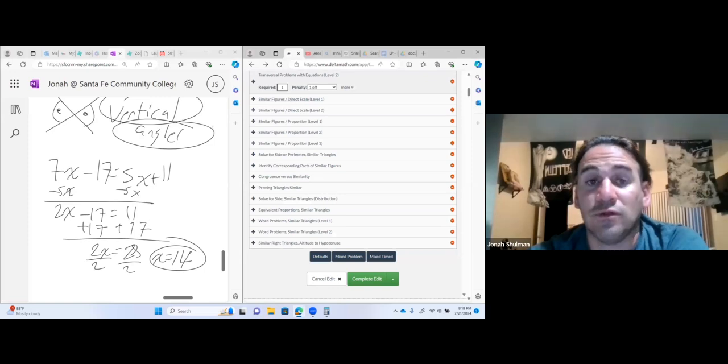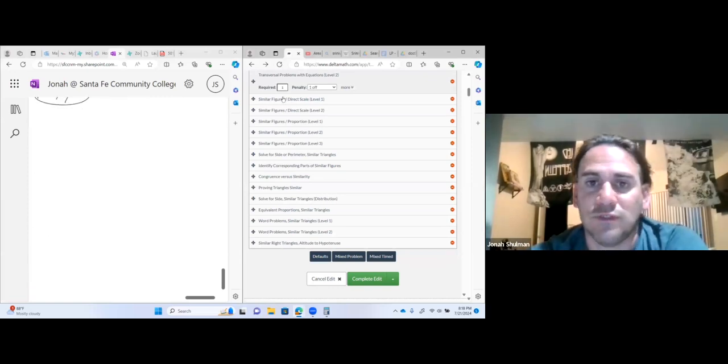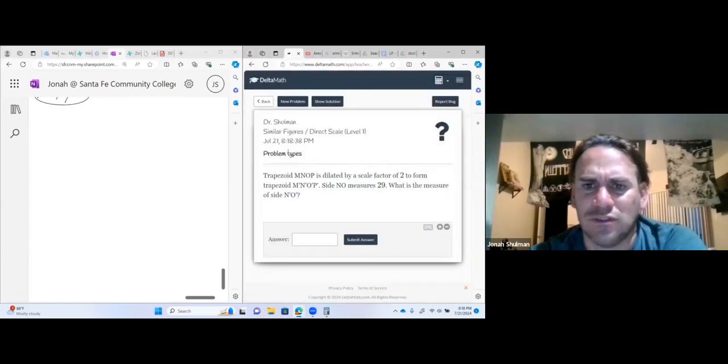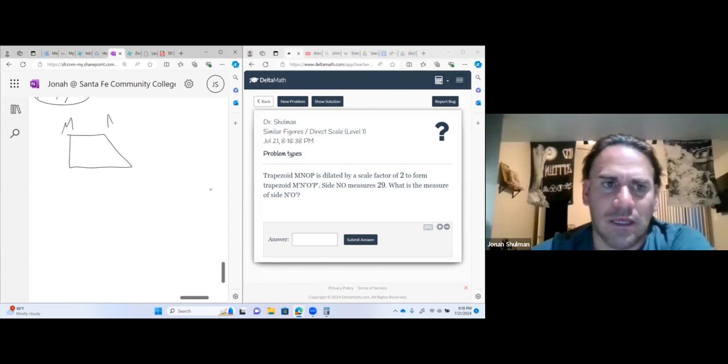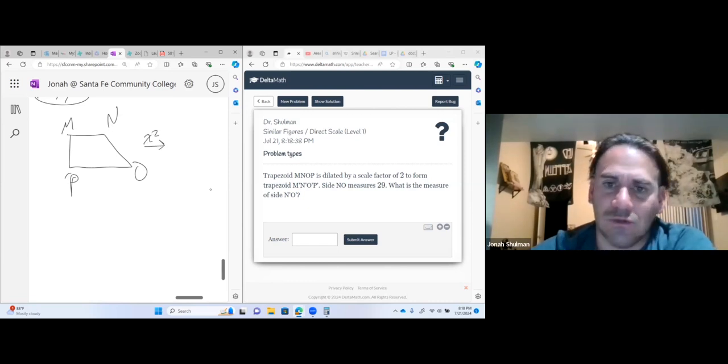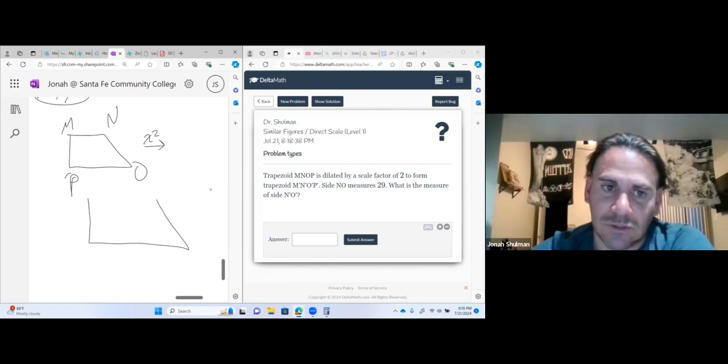Okay, so we're doing some similar figures. I'm sure you've seen this before. I just want to throw these into geometry again, just because we really need them. So we have a trapezoid. Don't be afraid of it. Here's a trapezoid, MNOP. We always have to go in order. It's dilated by a scale factor of 2. So whatever we did, we multiplied it by 2. That's what dilation means. It's all about learning these terms.